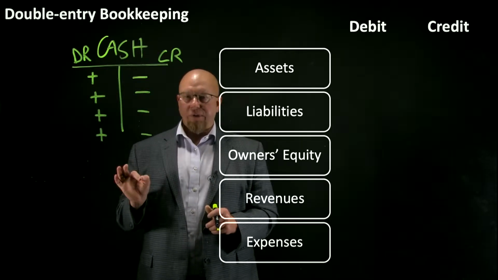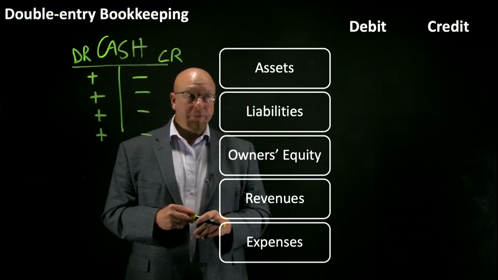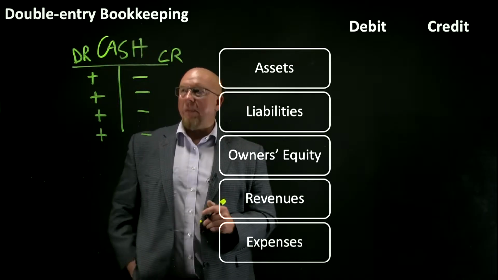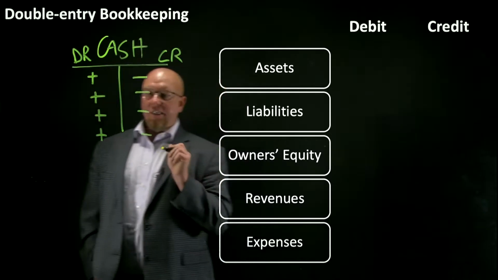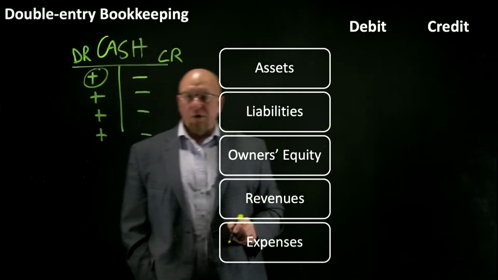Here's what I recommend for students. This seems to work for a lot of people. I've been teaching this class for almost 14 or 15 years, and this has worked for a lot of people. Memorize what happens with cash. Cash is an asset account. It's a resource of the company. So you know cash goes up with a debit.